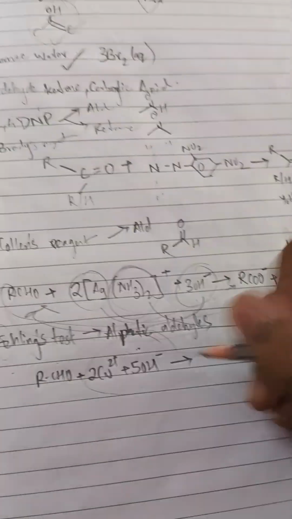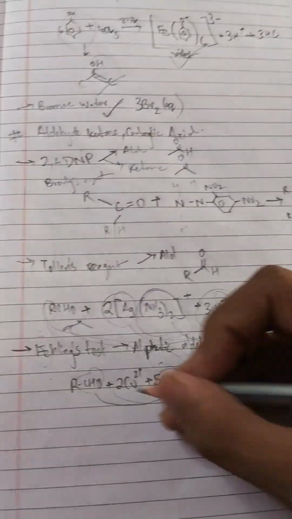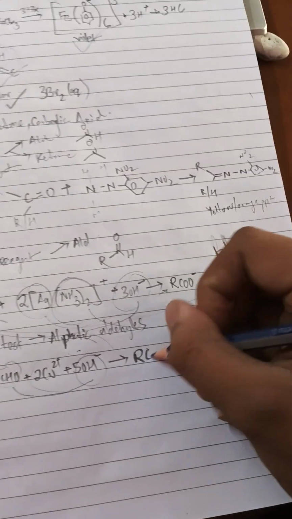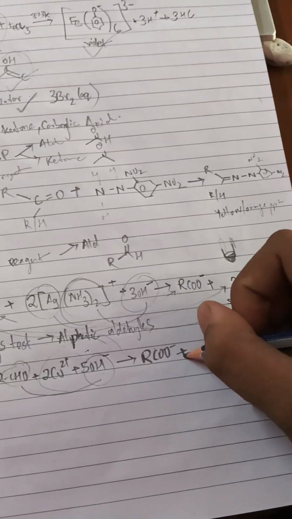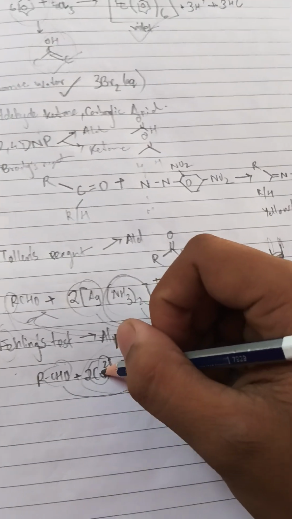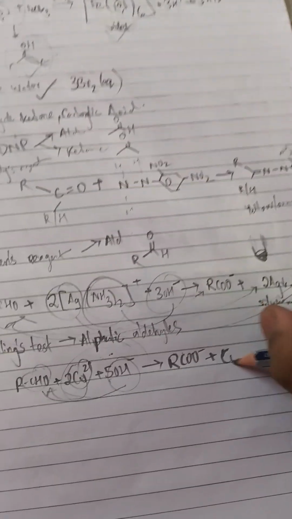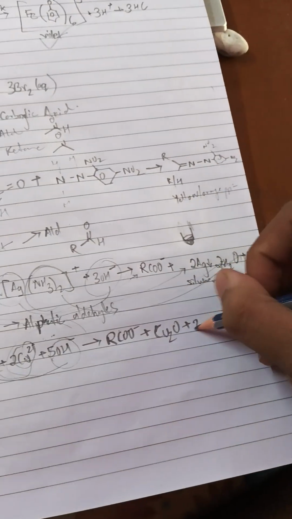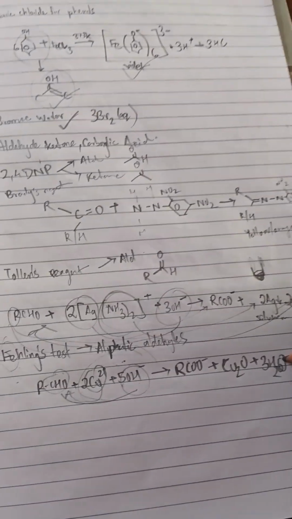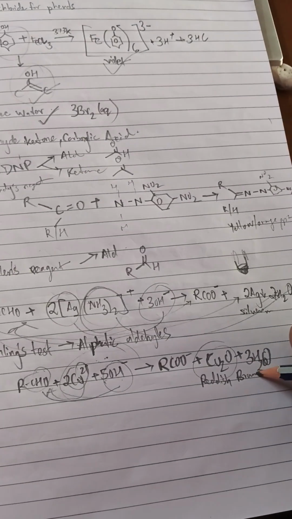And what happens here, you all know that, this and this becomes this. This one and this one becomes RCOO- plus. What happens then? This Cu also takes some of the O from here and O from here and becomes Cu2O plus 3H2O. Okay, you can understand. This is the reddish brown precipitate. The reddish brown precipitate.